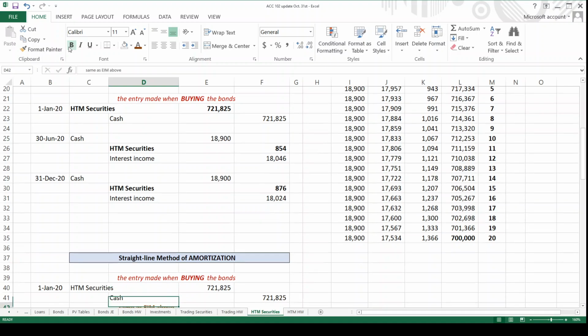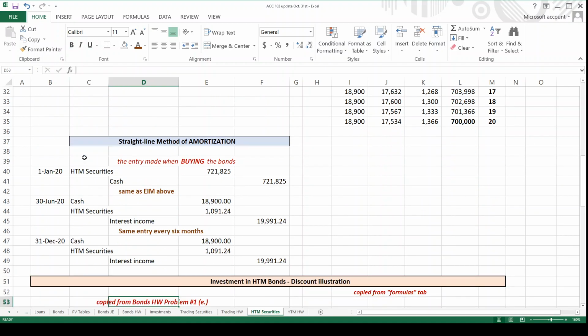So let's look at our numbers again. This entry would be the same regardless of which amortization method you're using. Okay. The cash is not going to change, right? The cash is basically etched in stone. Right? When the bonds are issued and the rate is given, that's going to happen no matter what.